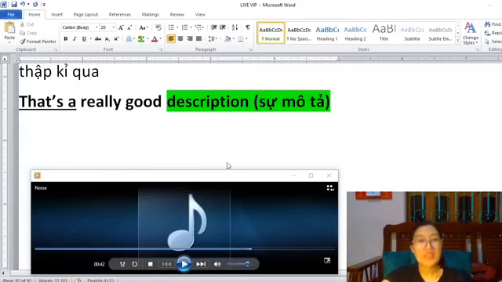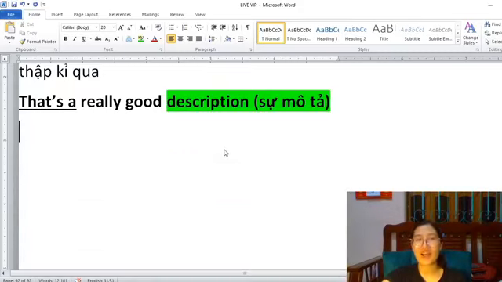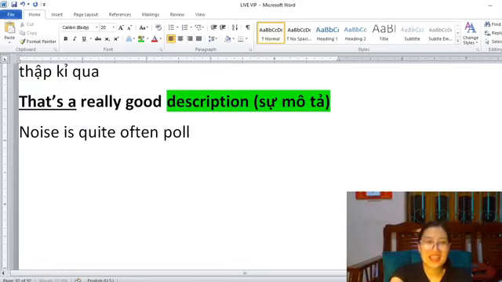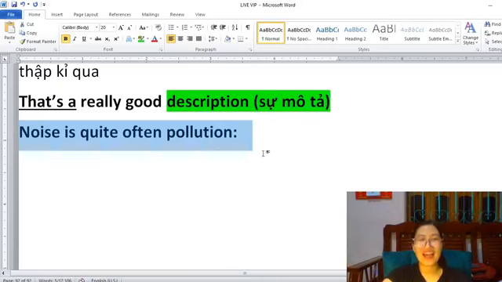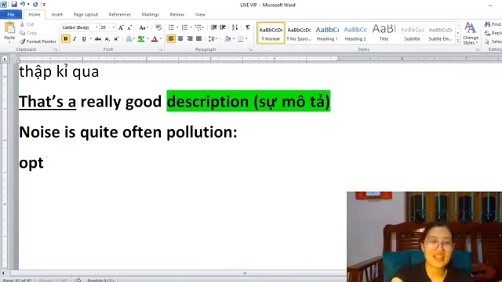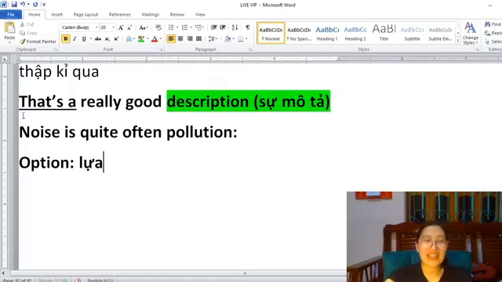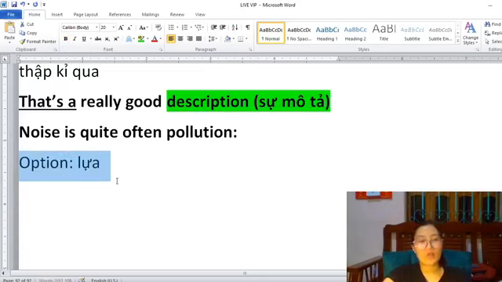Noise is quite often pollution. Often, chứ không phải là option. Option là sai nhá. Noise is quite often pollution. Đấy các bạn, chứ không phải là option. Option là khác, option là lựa chọn. Cái này là lựa chọn nha. Đây là một số bạn đang comment sai nên là cô sẽ gọi lại cái từ này ra đây nhá. Cái từ này đọc là option, còn kia là often kia mà. Từ này là often đúng không? Noise is quite often. Chứ mà là option nha.